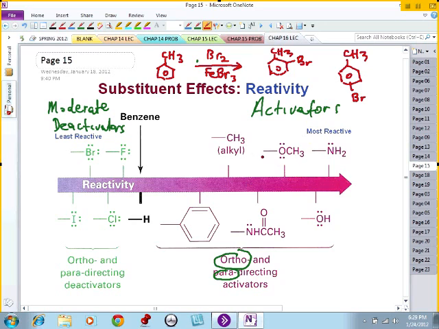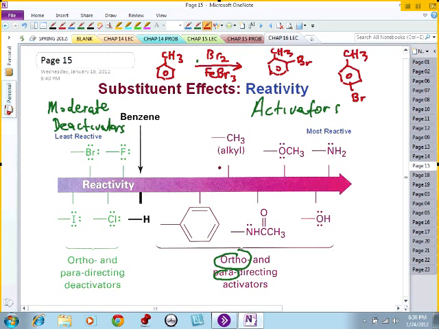Okay, so each one of these is an ortho-para director. Each one of these is an ortho-para director. Yes, take care. In the case of the ortho-para products, you need to show both of them. Okay, show both of them.